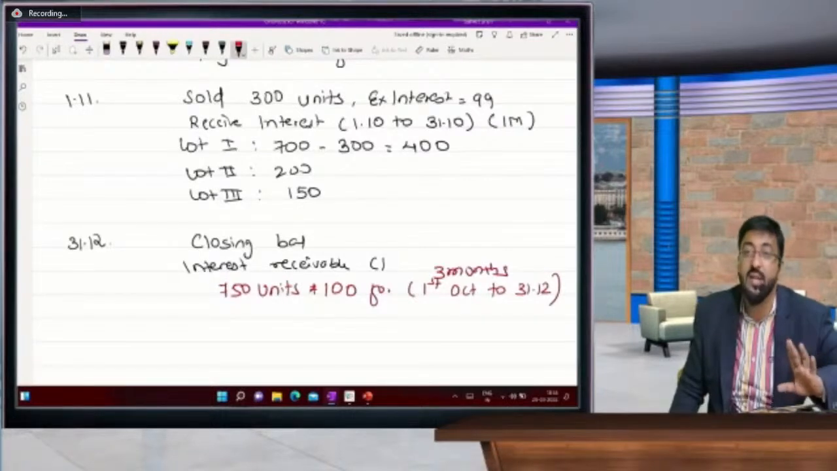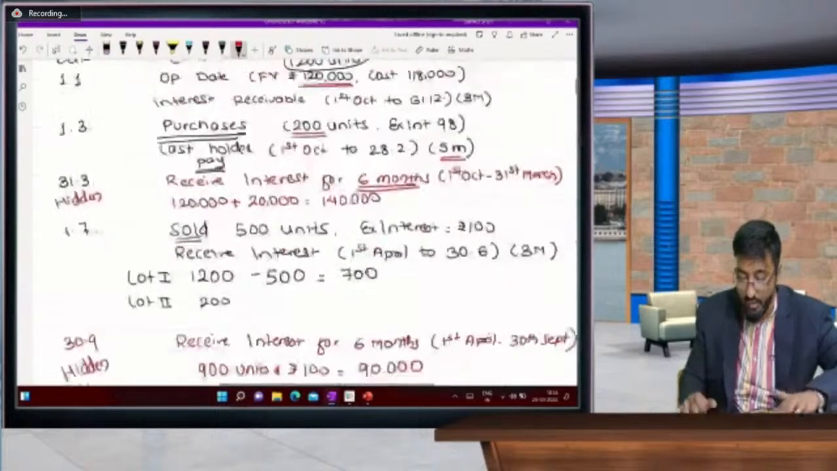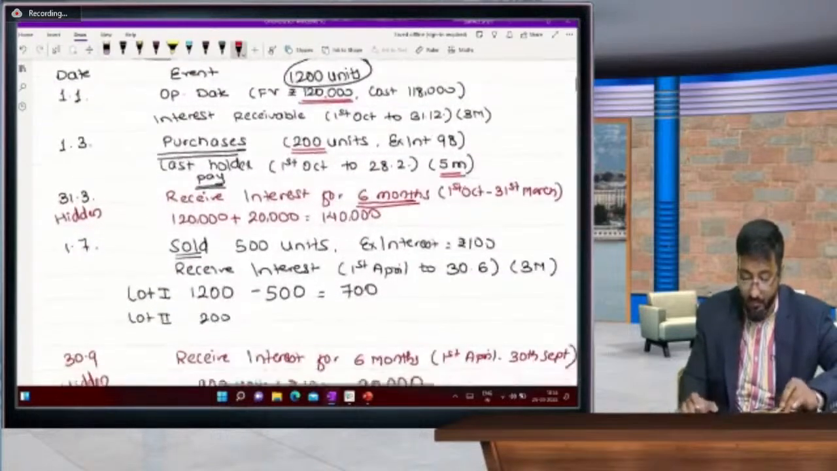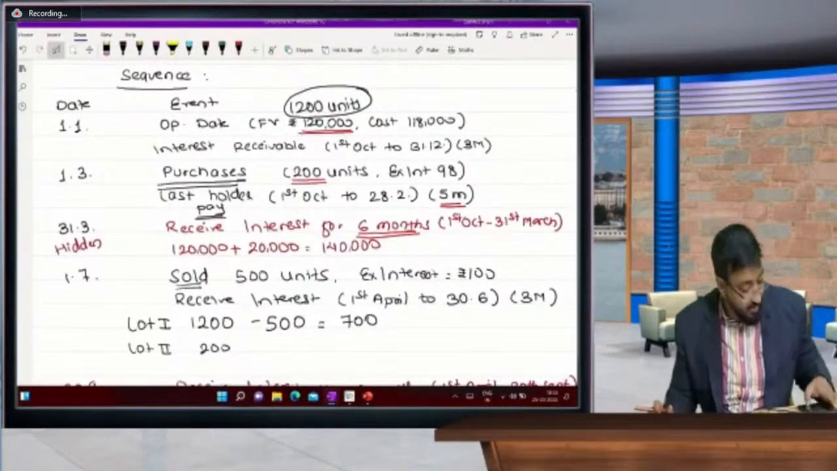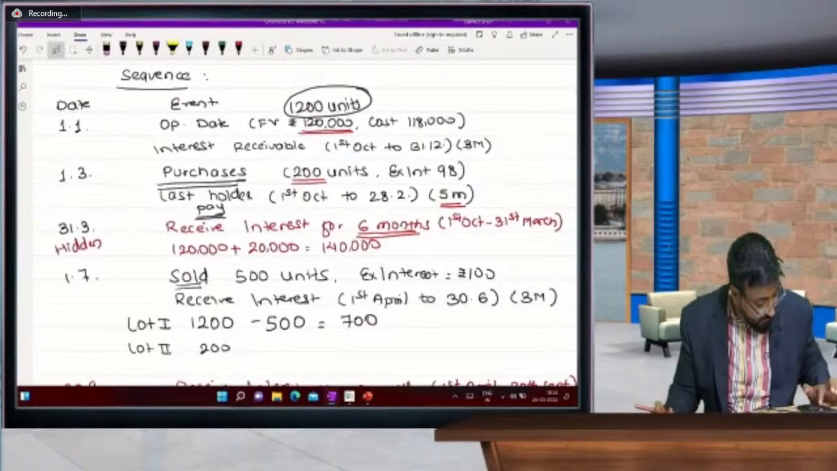Just understand the sequence. So once again, revision. See. Yes. Now, are you getting this concept? Everyone of you, please give it in the comment section.